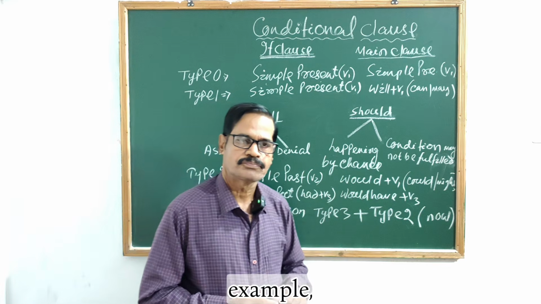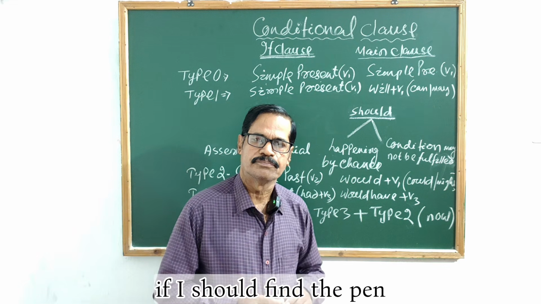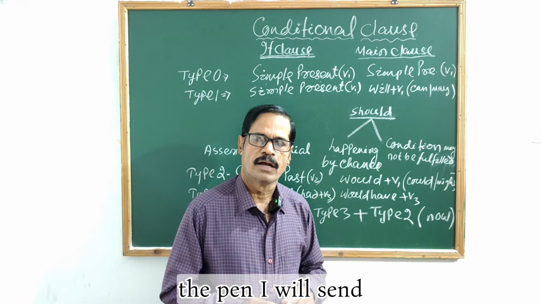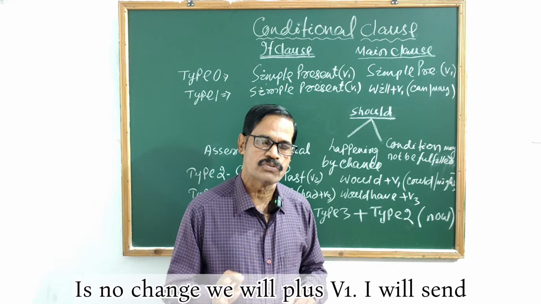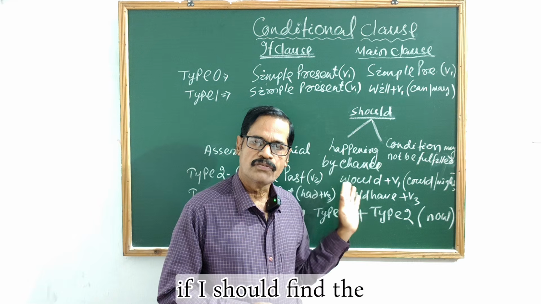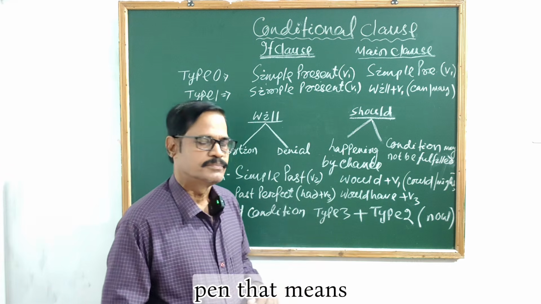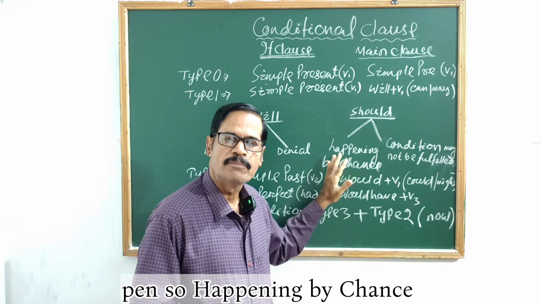For example, if I should find the pen, again I repeat, if I should find the pen, I will send it to you. Main clause is no change. Will plus V1. I will send it to you. But what I did in if clause, if I should find the pen, that means if I happen to find the pen, so happening by chance.